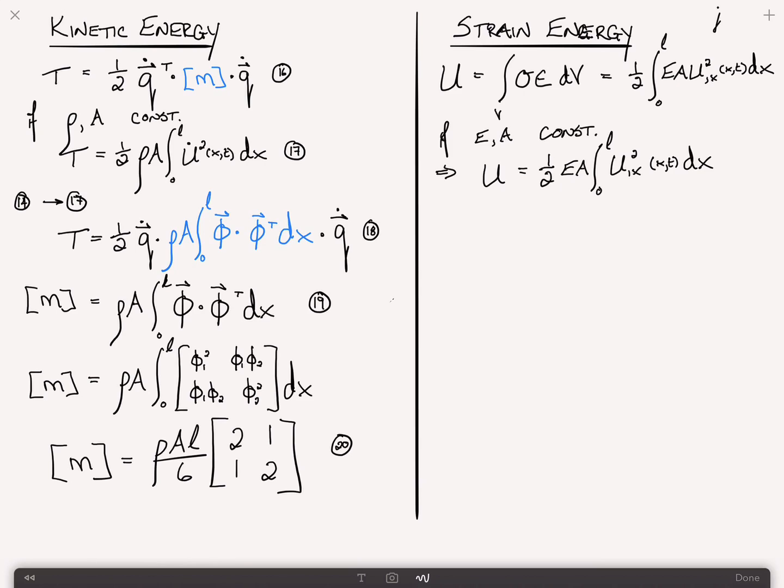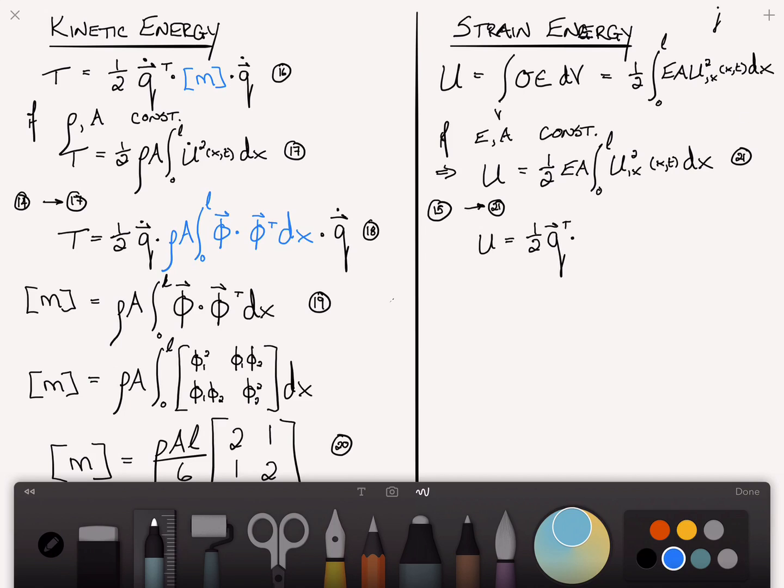If I now substitute 15, I believe it is, we'll call that 21, into 21, we get the following expression for U. U is equal to 1/2 Q transpose times EA times the integral from 0 to L of phi,x times phi,x transpose dx, times Q of t.